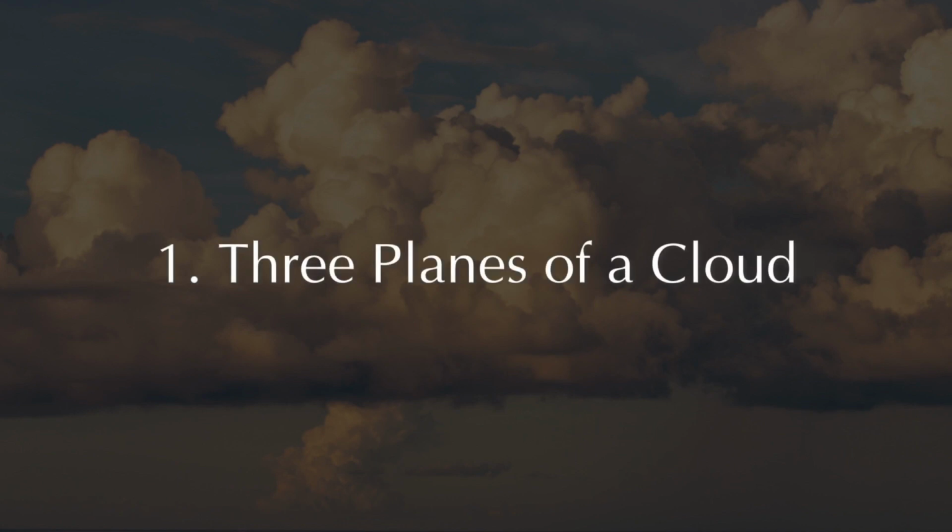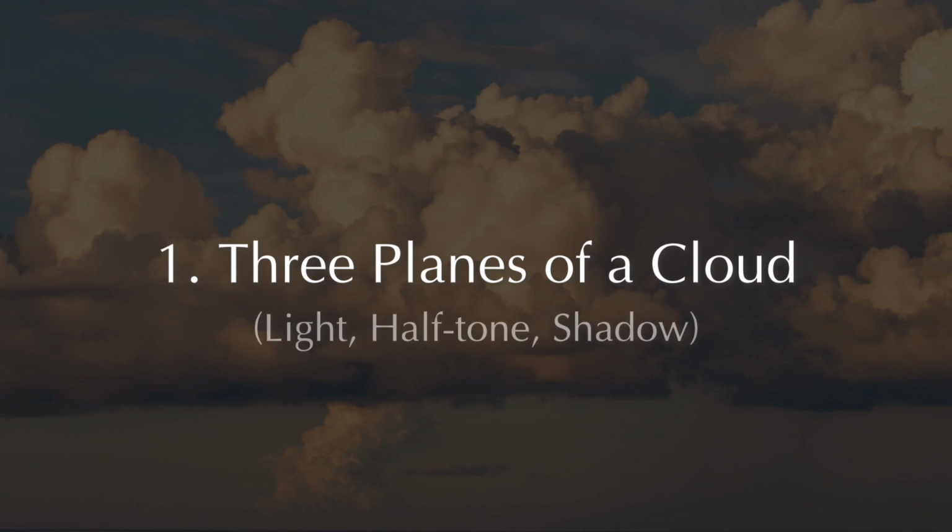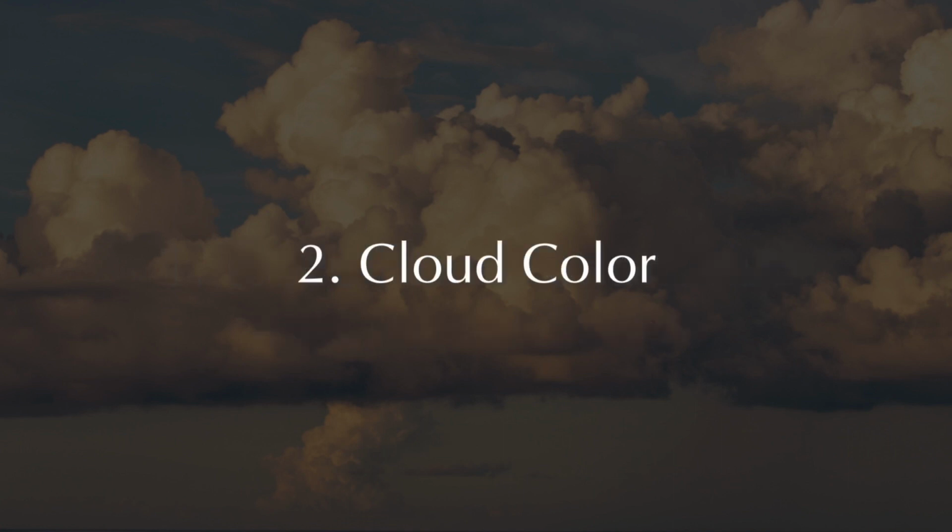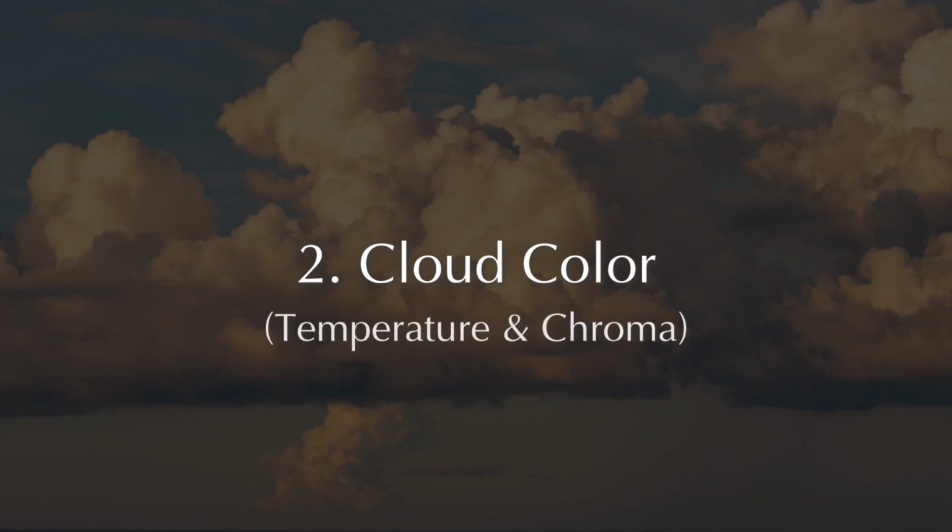So the first of these principles has to deal with the form of the cloud. I like to break the cloud down into three planes: the light, the halftone, and the shadow. The second principle would be cloud color, temperature, and chroma. How to mix our colors, how to recognize there's both the shadow and the light side, and how they differentiate from, say, the color of the sky.